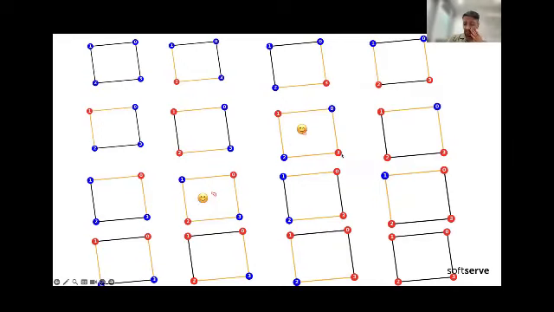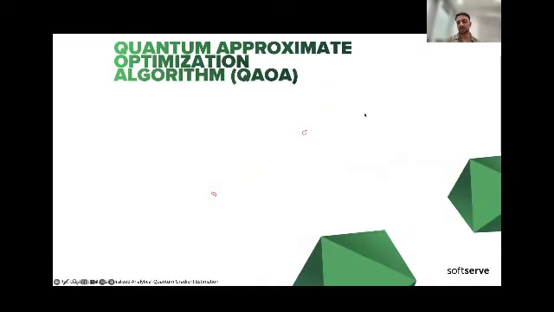So we don't want to look at every individual solution because, as I said, the number of possibilities goes exponentially up. And this is where this algorithm QAOA comes in.